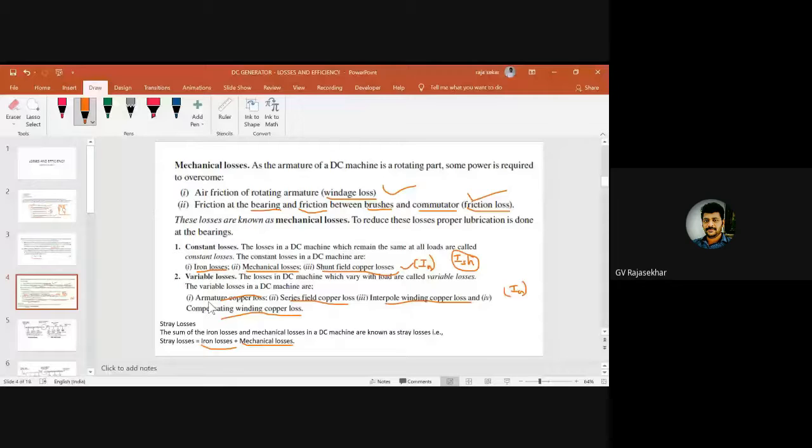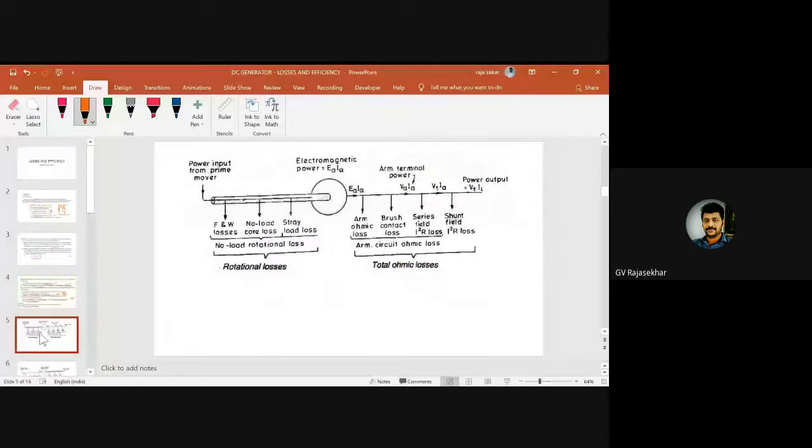Now, a very, very important topic next is the power flow. How power flows from input to output in a DC motor and a DC generator. Let us see. First, let us consider a DC generator. Let us consider this is the armature.